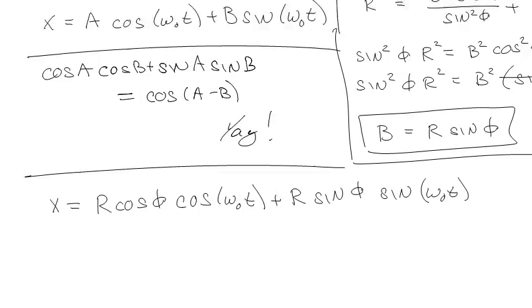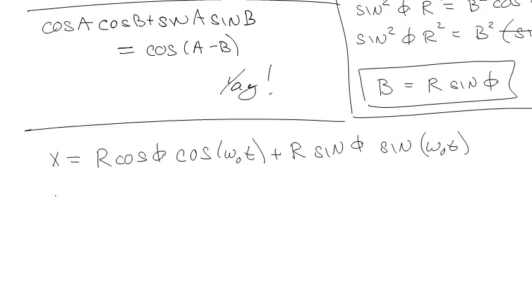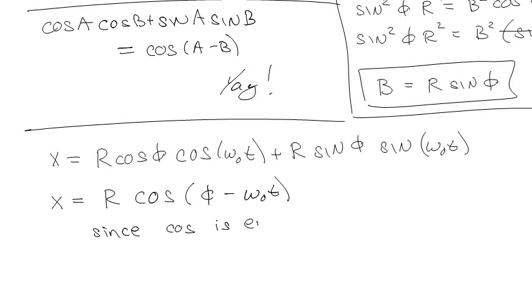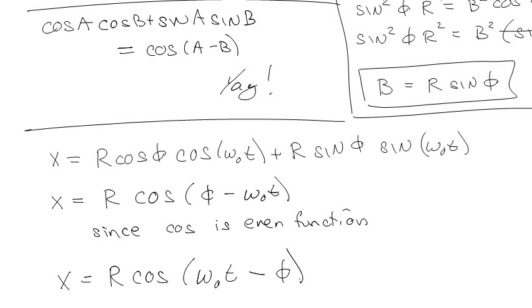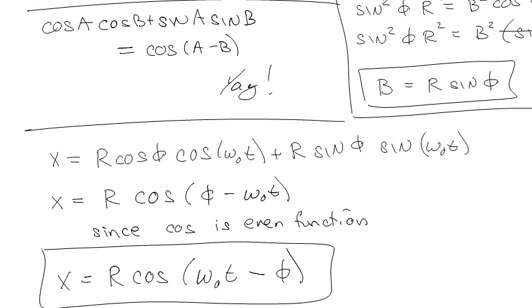Okay, so this is actually very helpful because this is exactly what we have. So we can rewrite this as r times the cosine of phi minus omega t, or since cosine is an even function, we can actually rewrite it as r cosine of omega naught t minus phi, like that. Now, this might not look like anything, but this is actually something special.